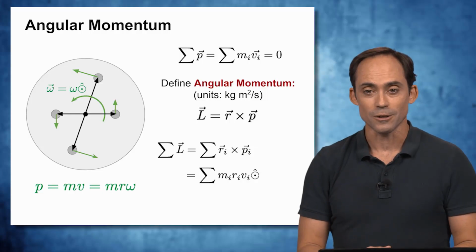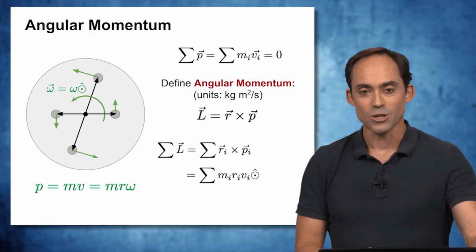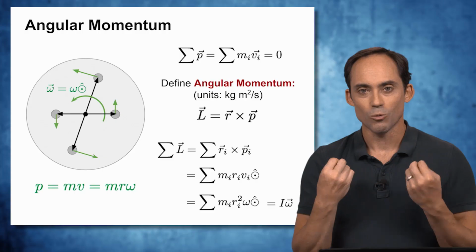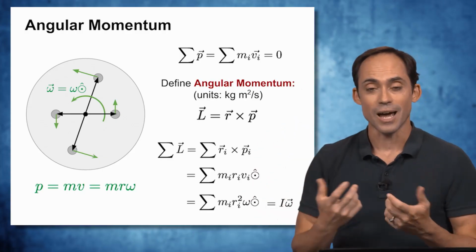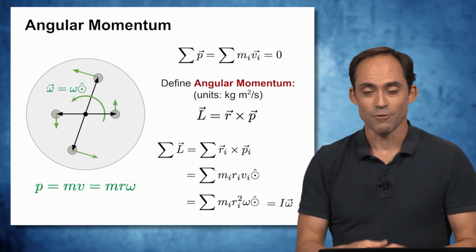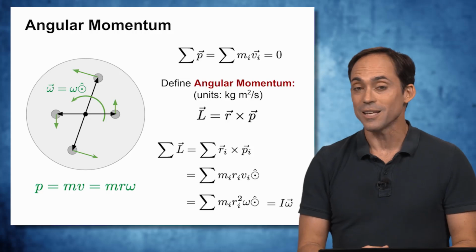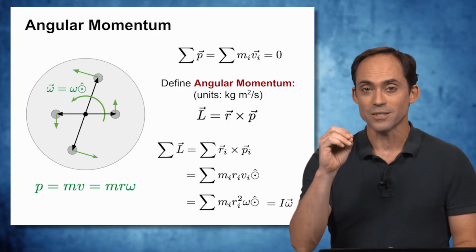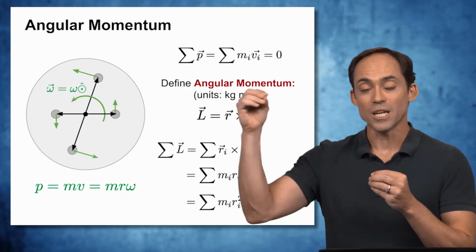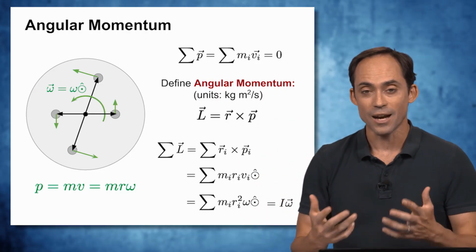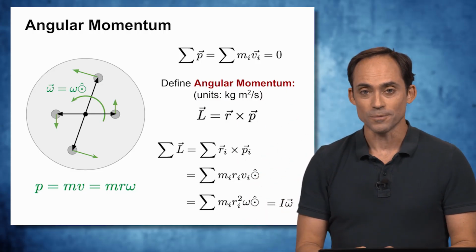They're always going to be perpendicular. So we just get r times p, and of course p is just mass times velocity. But velocity is also equal to the radial position times the angular rate. And if you look at our equation here, you see that again this term, the sum of the masses times their perpendicular position squared, added up together, that's the moment of inertia.